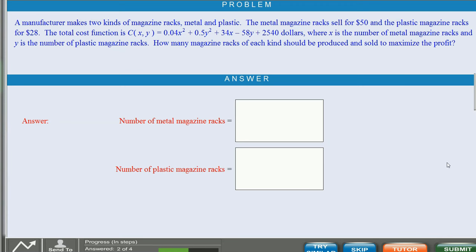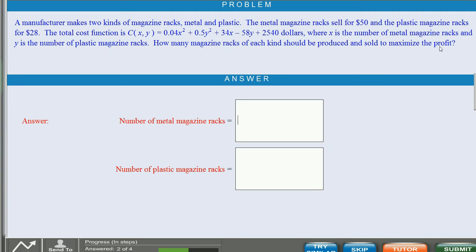All right, this one is probably the most complicated question you're going to see, simply because you have to actually create the function before you can do the test. If you read through it, a manufacturer makes two kinds of magazine racks, metal and plastic. The metal rack sells for $50, the plastic rack sells for $28. They give you a cost function where X is the number of metal magazine racks and Y is the number of plastic magazine racks. How many of each kind should be produced and sold to maximize the profit?